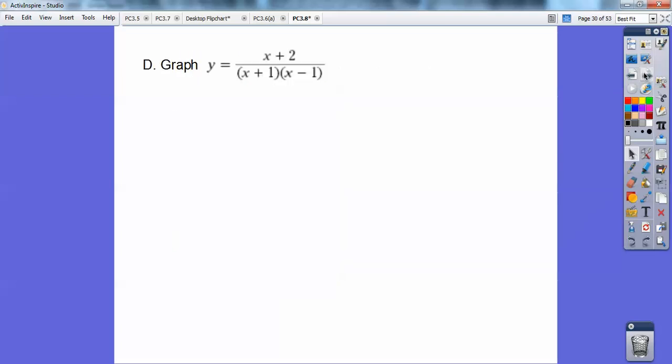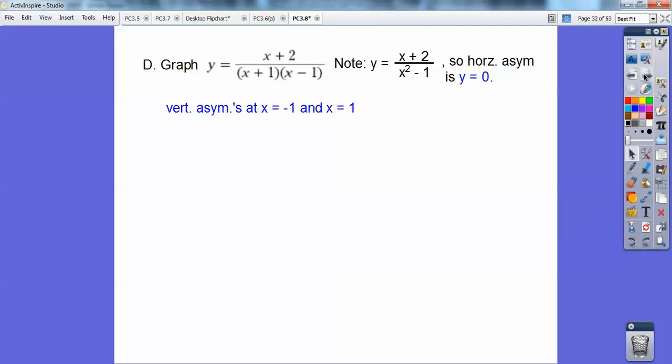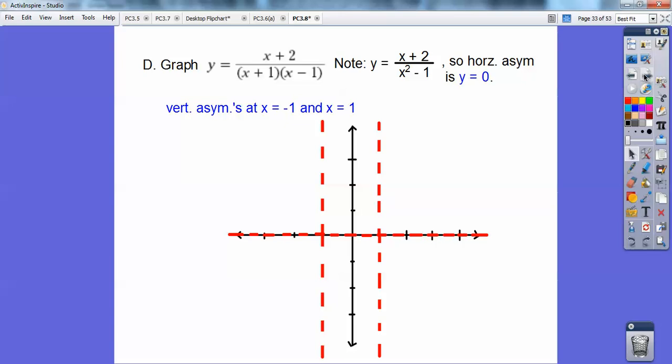Graph this guy. First of all, you have to recognize that if I FOILed that bottom out, it became x squared minus 1. So notice the degree in the denominator is greater than the numerator, so the horizontal asymptote is y equals 0. I have vertical asymptotes at x equals -1 and x equals +1. So here we go. And so there's my general graph right there.